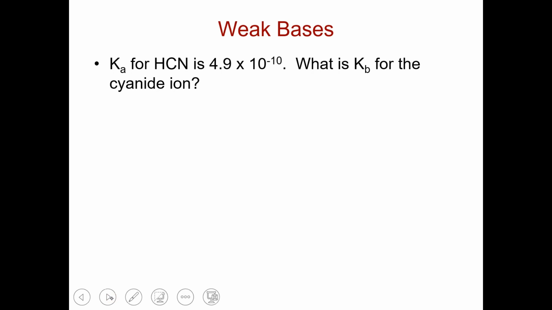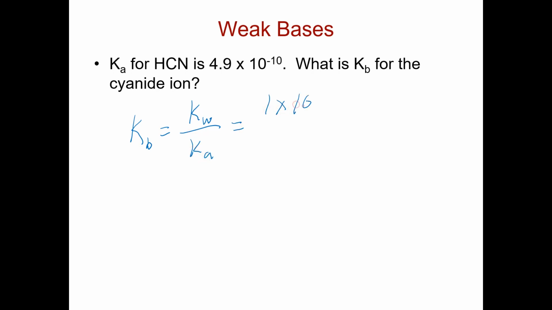So let's take a look at an example. Ka for HCN is 4.9 times 10 to the negative 10th. What is Kb for the cyanide ion? So Kb is Kw divided by Ka. So we can take Kw is 1 times 10 to the negative 14. And Ka is given to us as 4.9 times 10 to the negative 10th.